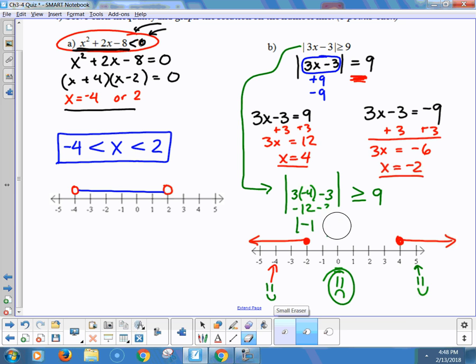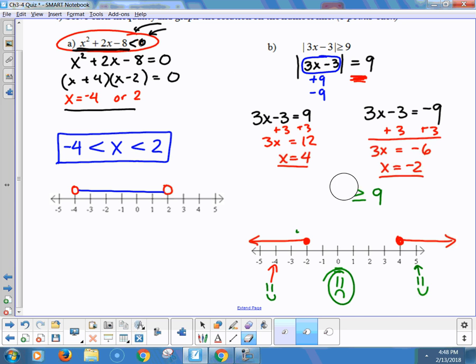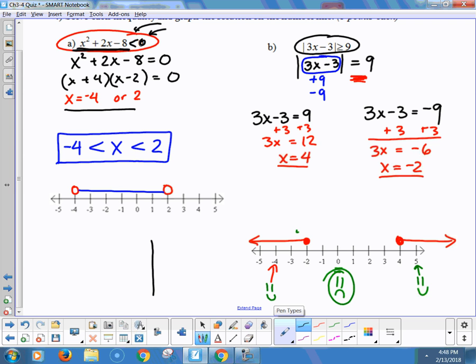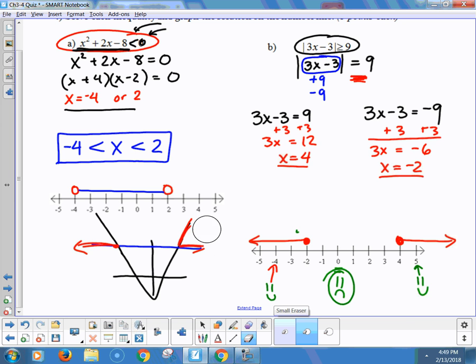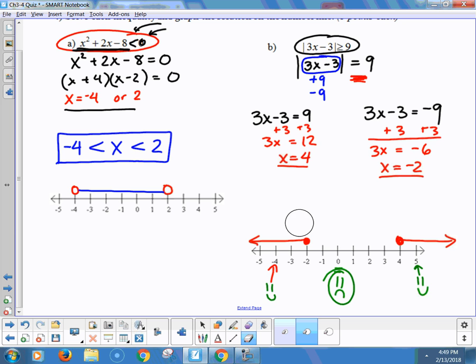You could also think of this graphically. It's a little bit tougher with absolute values, but what this is saying is some absolute value graph has to be greater than or equal to 9. So some v graph has to be greater than or equal to the line where y is 9. And if you think about this v graph where it's greater than 9, it's on this side and on this side. I think it's a little bit easier to do a number line check, but you still have to algebraically solve for boundary points or breakpoints.